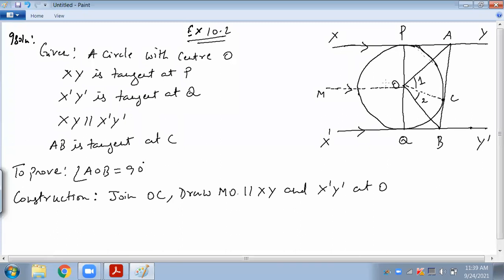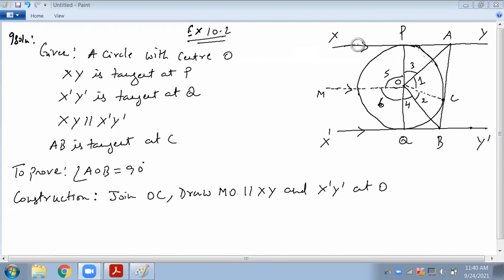Now we can mark this angle as 3 and 4. And again, mark this angle as 5 and 6. This one is O. First we'll show that POQ is a straight line.